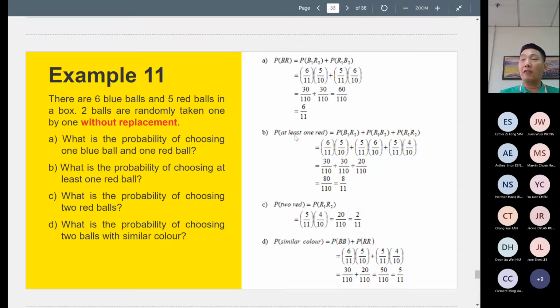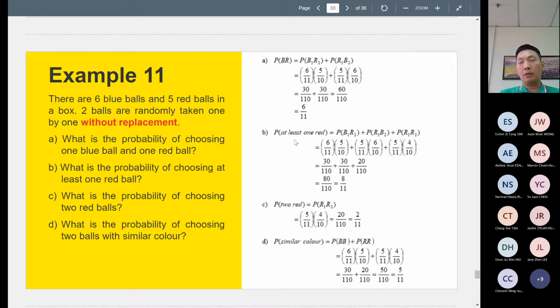Okay, so at first you have to identify what are the possible outcomes. In order to meet this criterion, at least one ball, we choose only 2 balls. At least one of the balls must be red color, and that is the meaning.